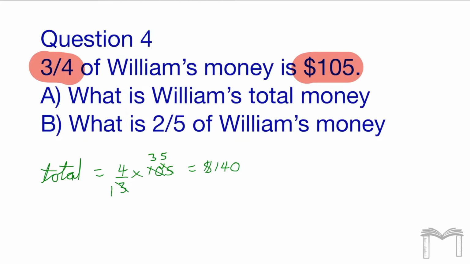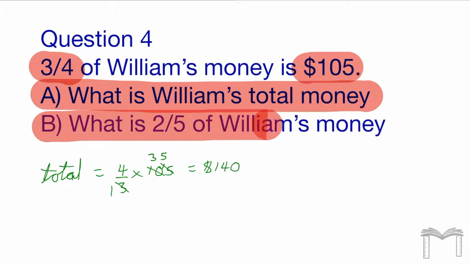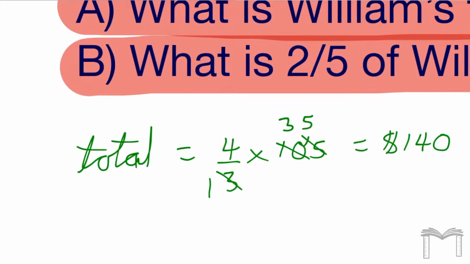So many times when we are given a particular fraction and we need to find another fraction, we would firstly need to determine the total amount. So even if they didn't ask you to find the total money and they only asked to find a new fraction of the money, we would have needed to work out the total. So keep that in mind.